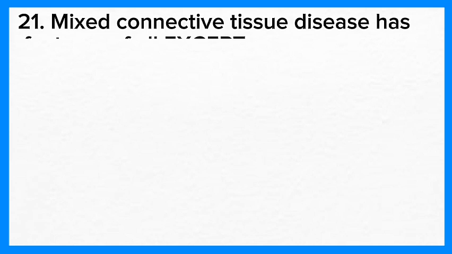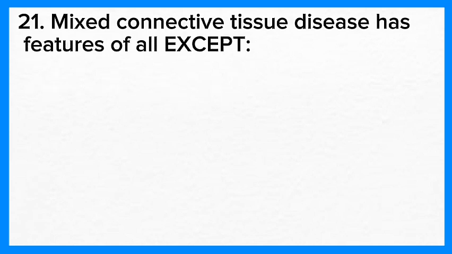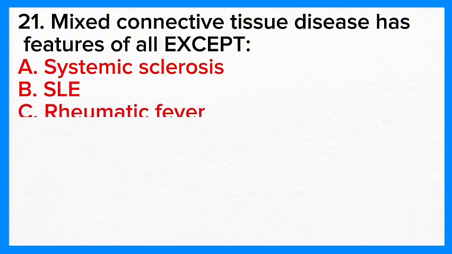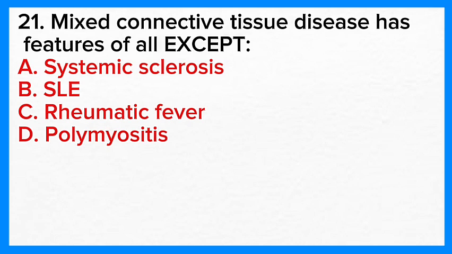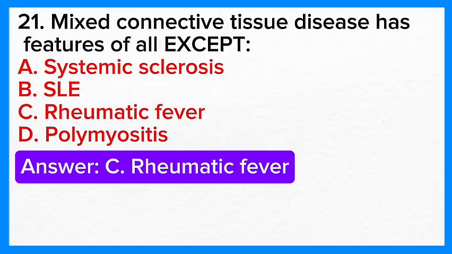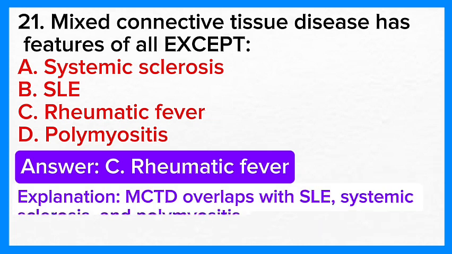21. Mixed connective tissue disease has features of all except: A. Systemic sclerosis, B. SLE, C. Rheumatic fever, D. Polymyositis. Answer: C. Rheumatic fever. Explanation: MCTD overlaps with SLE, systemic sclerosis, and polymyositis.